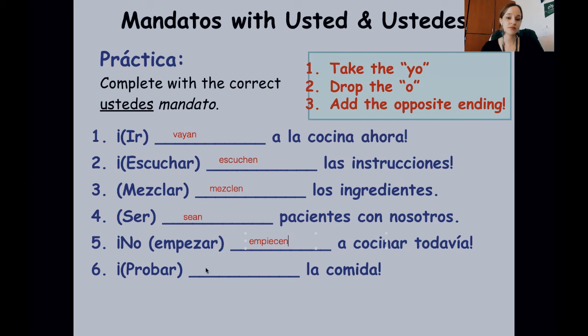Empiecen. And then probar, a new verb in your vocab, it means to try the food or taste the food. Again, it has an O to UE stem change. Prueben.